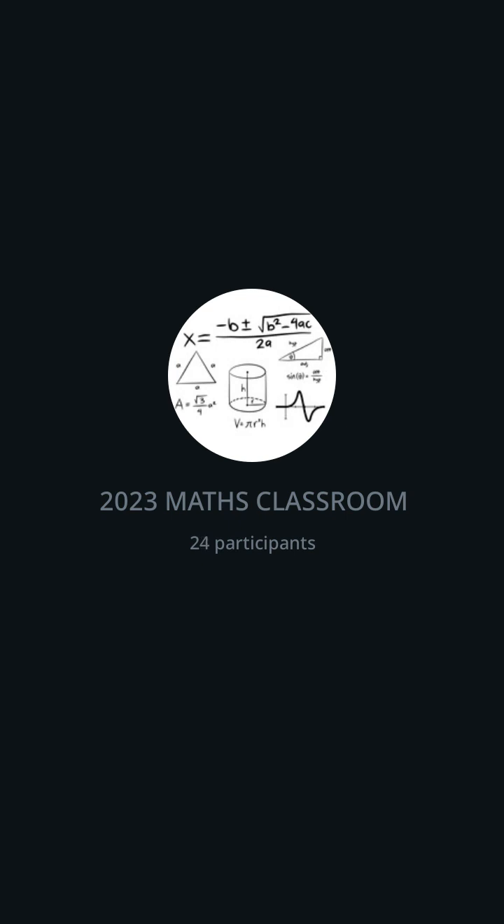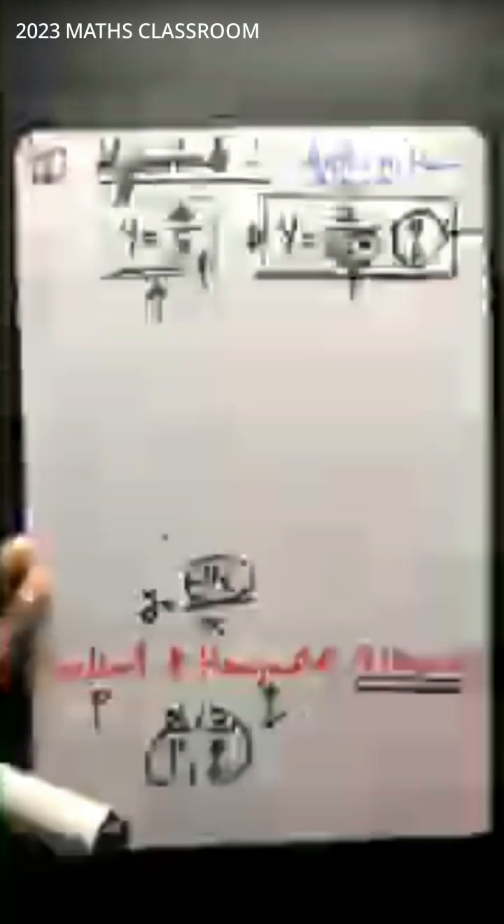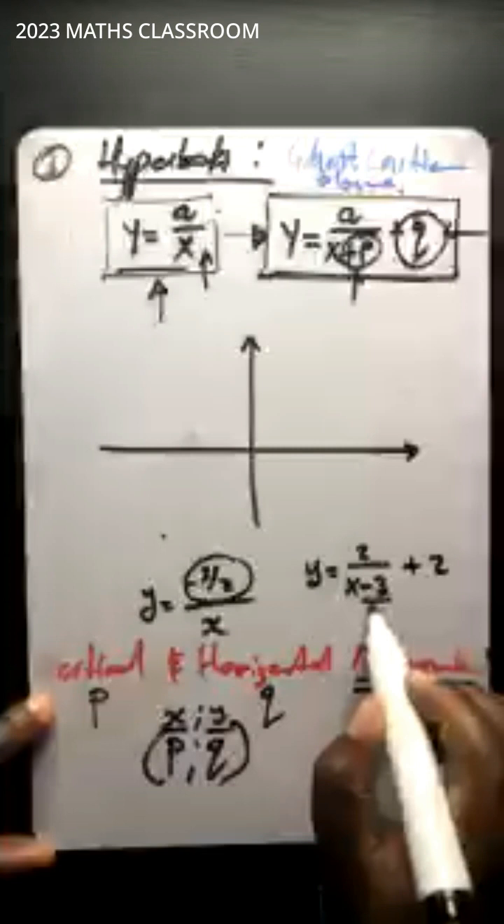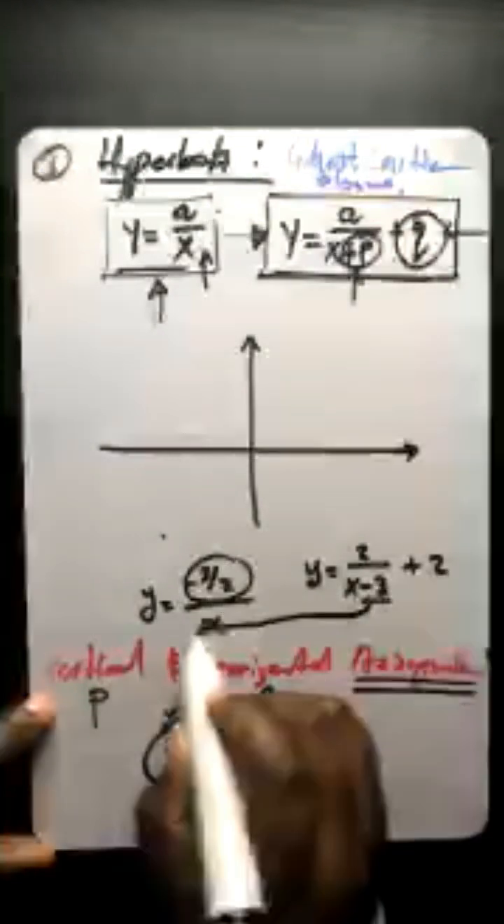Let's say you have an equation being y equals, let's say, 2 over x minus 3, plus 2.